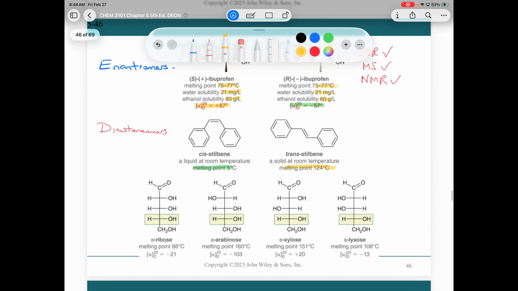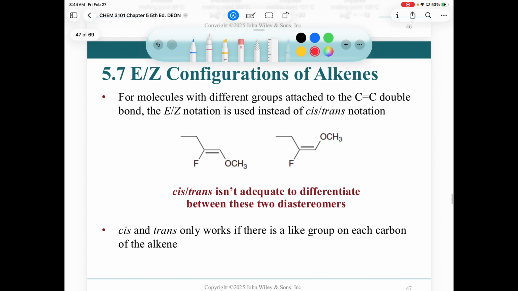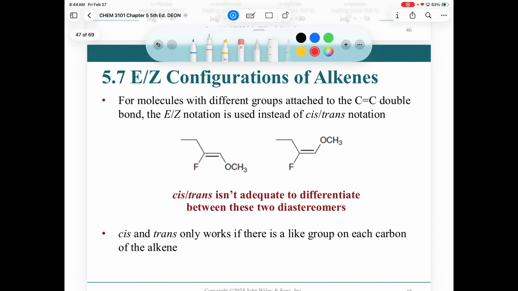And then you see all these different sugars here. We've got xylose, lyxose, arabinose, ribose, and you see, what are they? They're diastereomers of each other. They all have different optical rotations. They all have different melting points. Pretty neat, huh? There you go. So now you know a little bit more about enantiomers and diastereomers. Cool. Let's talk about E and Z for a few minutes.